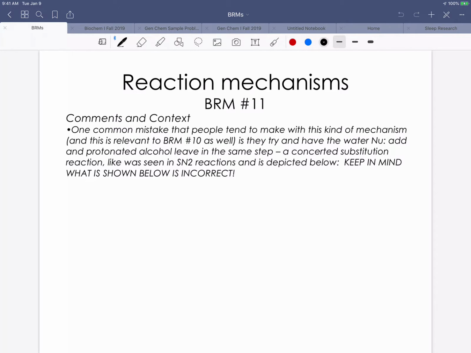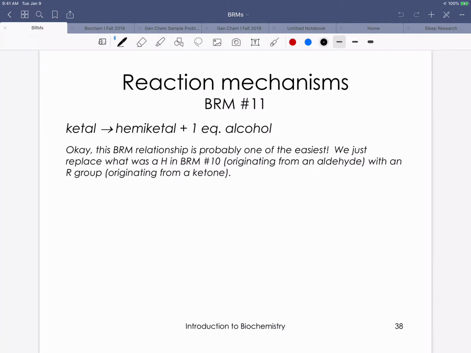Okay, so I hope this is one of the easiest mechanisms you have to do to date. Again, we're just going to be replacing a hydrogen from what we had in reaction mechanism 10 with an R group, because rather than starting with a hemiacetal or with an acetal, we're starting with a ketal. So I'm going to go through this mechanism fairly quickly, and then I'm going to highlight two common mistakes that I've often seen with this mechanism, to make sure they're not mistakes that you make when you're working through it.